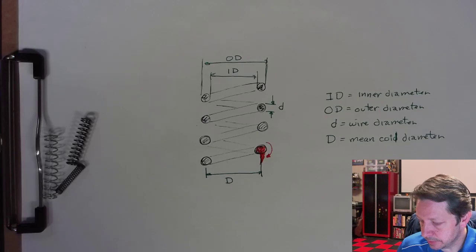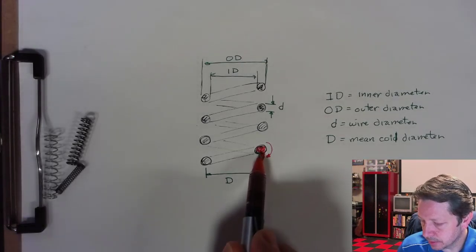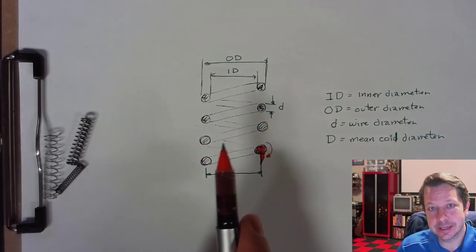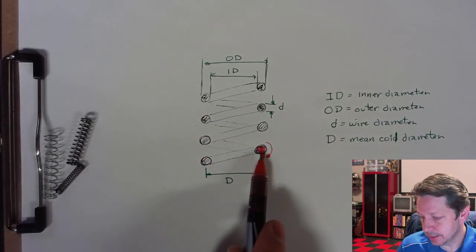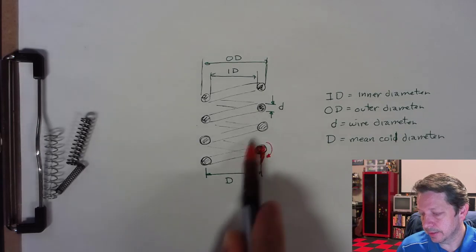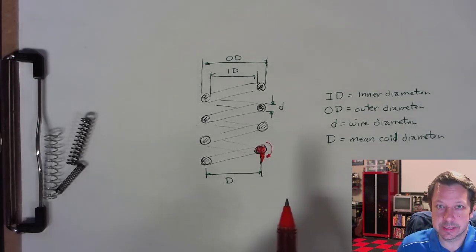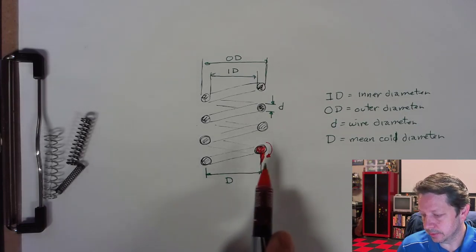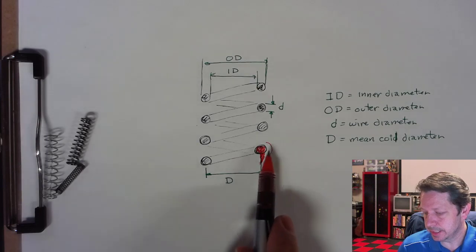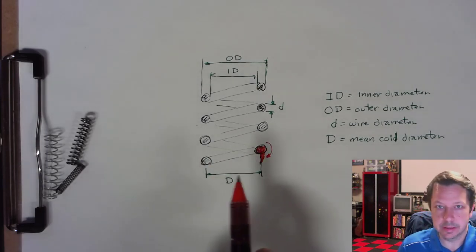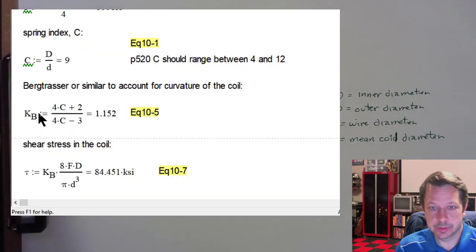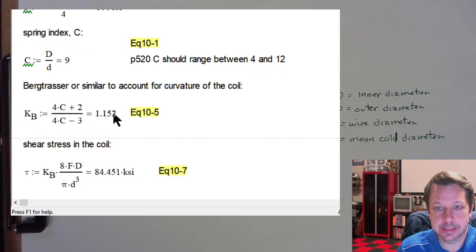The thing that's difficult is that this is occurring, but this is all wound in a helix, and so there's a curvature effect that gets multiplied to increase these stresses, because not only do you have an area here that has a direct shear and a torsional shear, but it's in a helix that is creating additional effects. And that's what Bergstrasser does for us, is it's that multiplier.